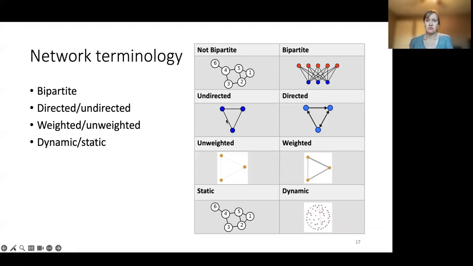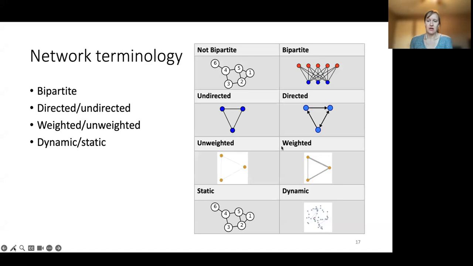Networks can also be directed or undirected. A directed tie would be like a friendship where I could report a friendship with person X, but person X might not report a friendship with me. Or it could be undirected. A sexual network is generally considered undirected because if two people had sex, that's non-directional.